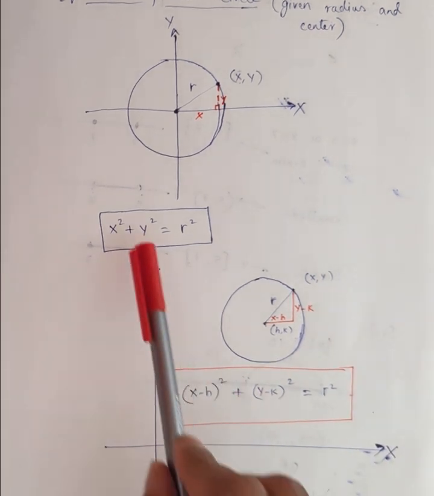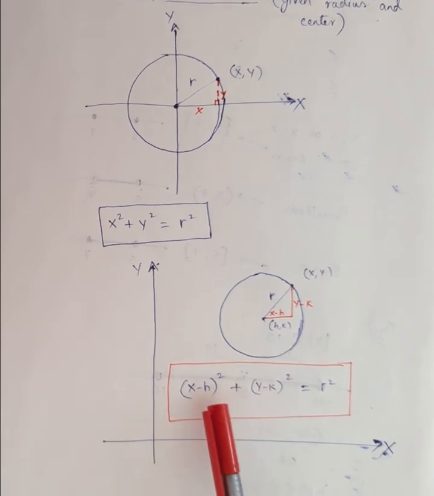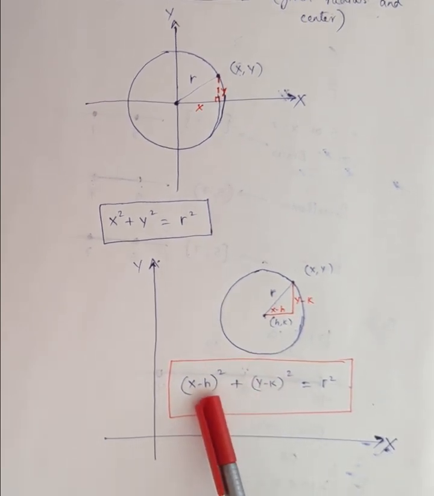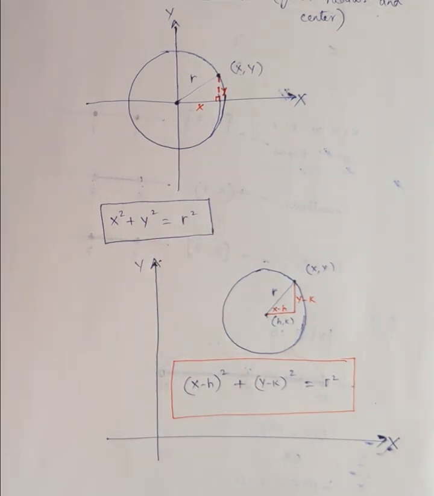Notice that this is a special case of this one, where h and k are 0. If you plug in h and k to be 0, you're going to get this equation. In a separate video, we'll talk about how to find the equation of a circle when the endpoints of a diameter are given.